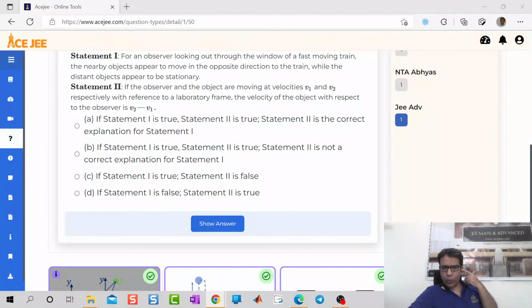But can you explain why or how would you explain statement 1? It's very clear that statement 2 will not explain statement 1, but can you explain the reason why statement 1 is true?